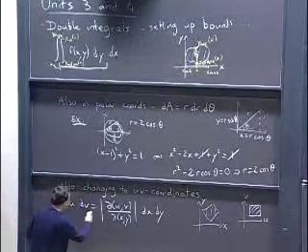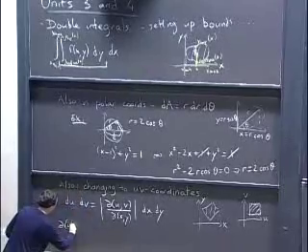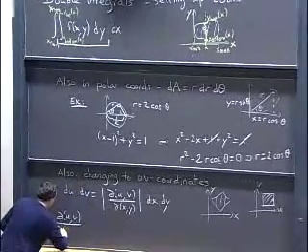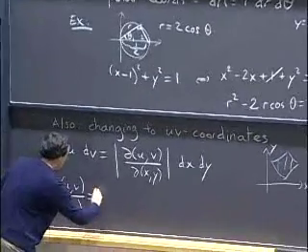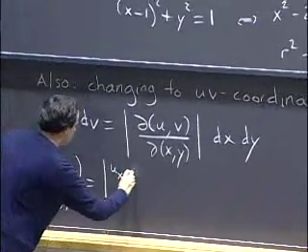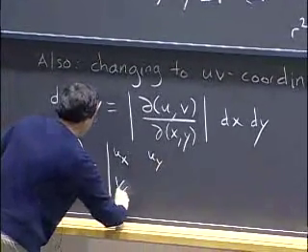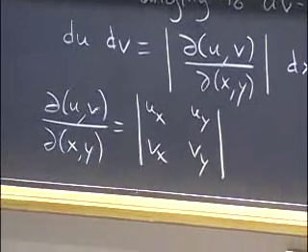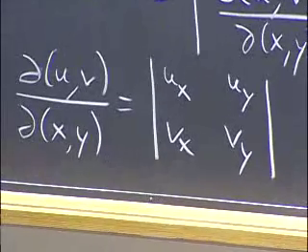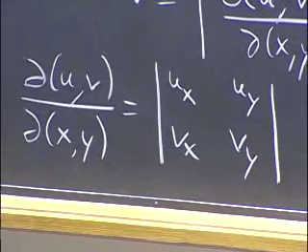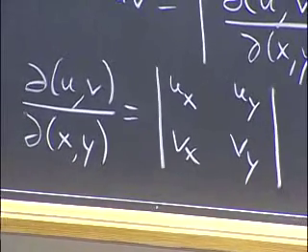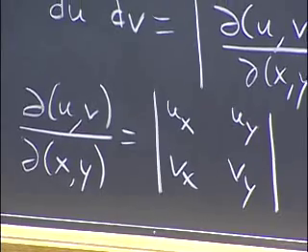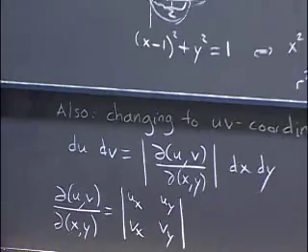Okay. So partial uv over partial xy, that's just going to be the determinant of u sub x, u sub y, v sub x, v sub y. That's the definition. Okay? That's pretty direct.